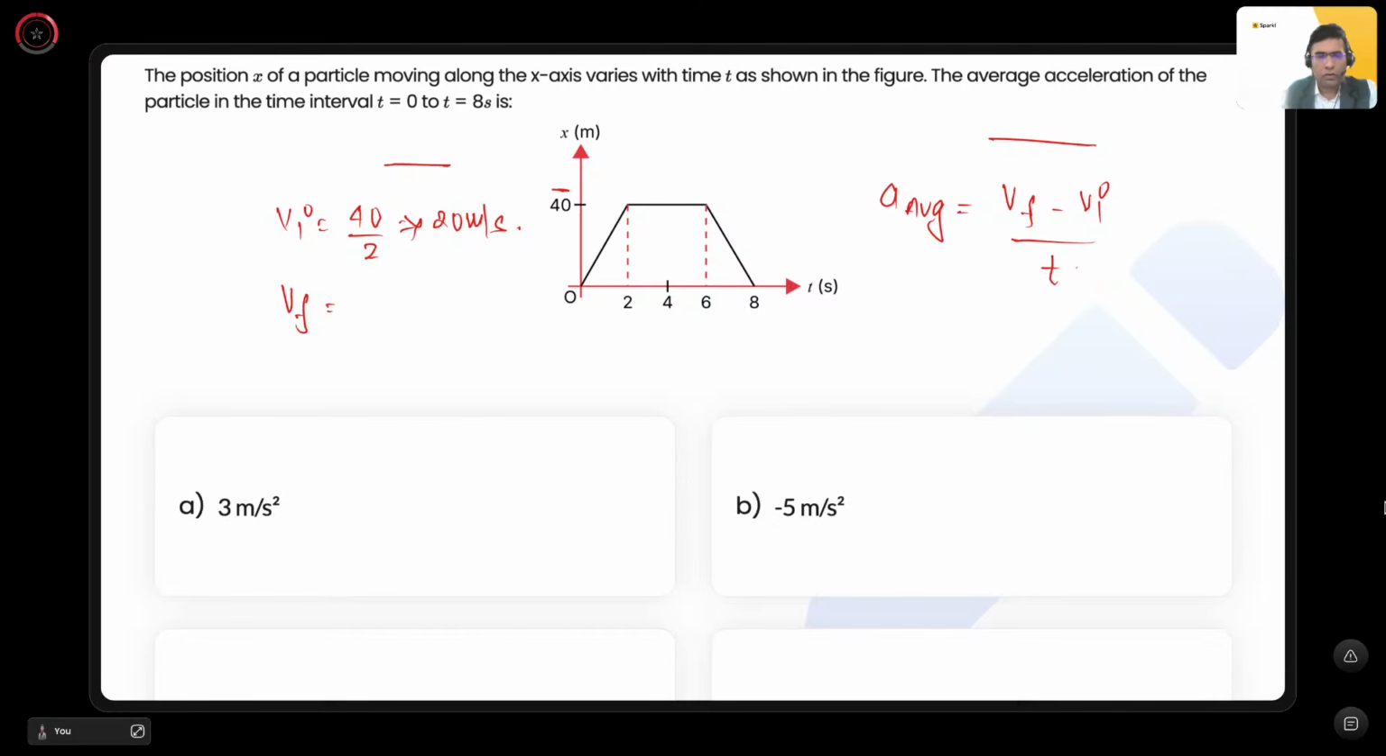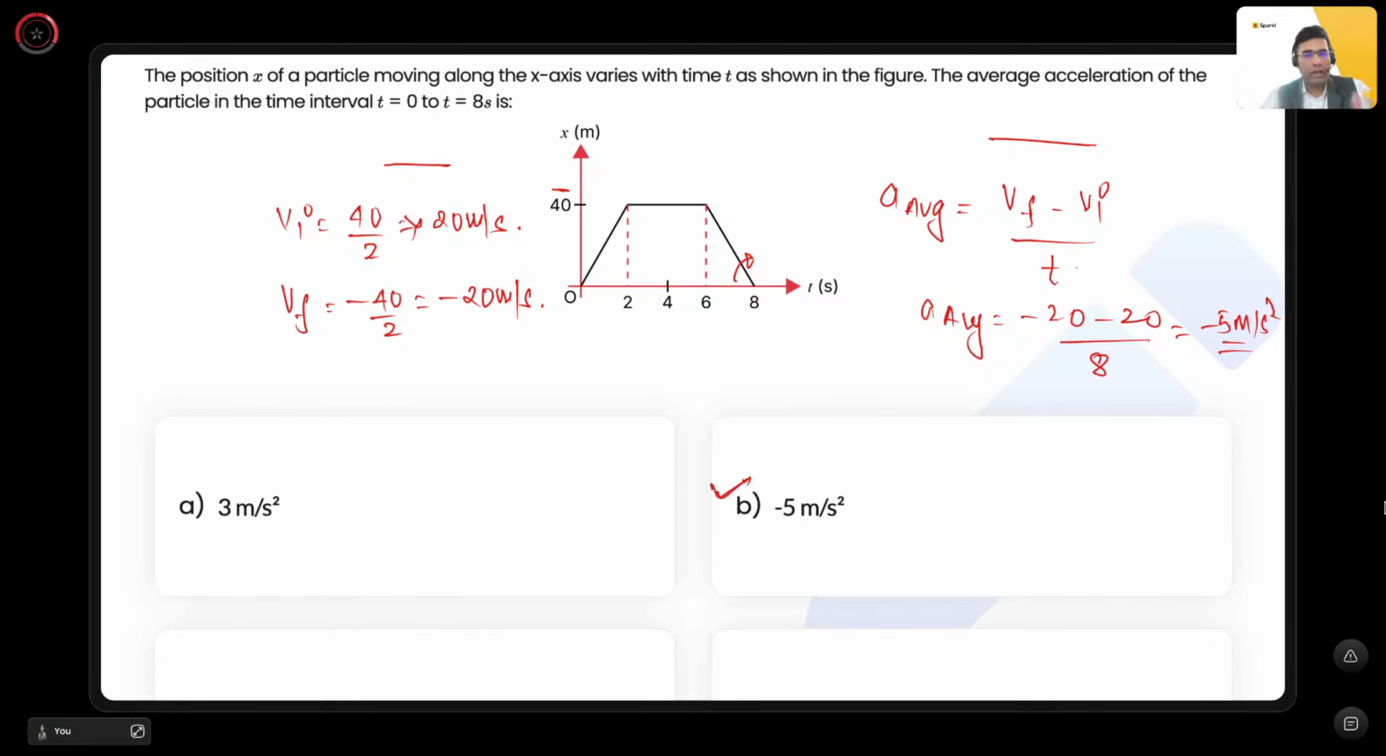V final. The slope of this line will again be 40 upon 2, but it will be negative because the slope is negative. So it will be minus 20 meter per second. So from here we can write a average is v final minus 20 upon total time. So it will come out to be minus 5 meter per second square. So this will be my option.